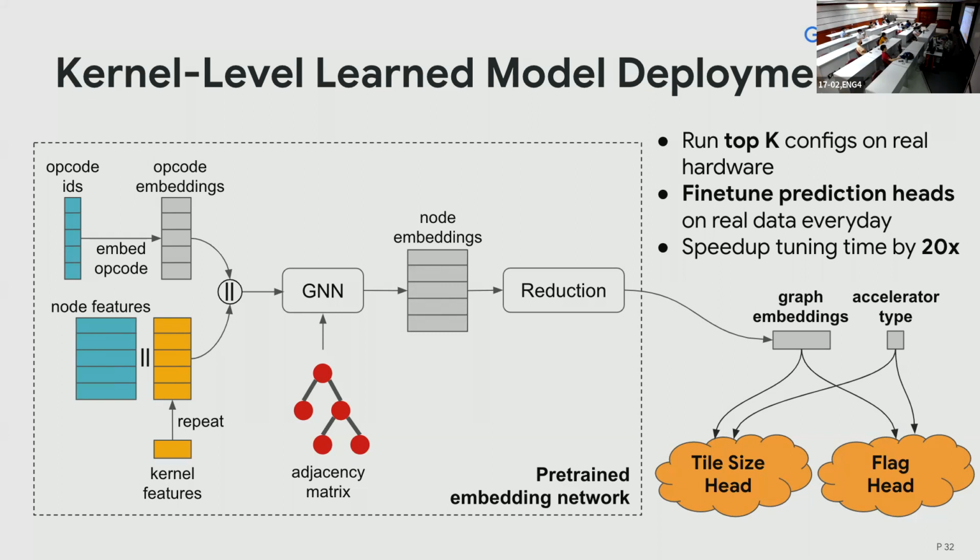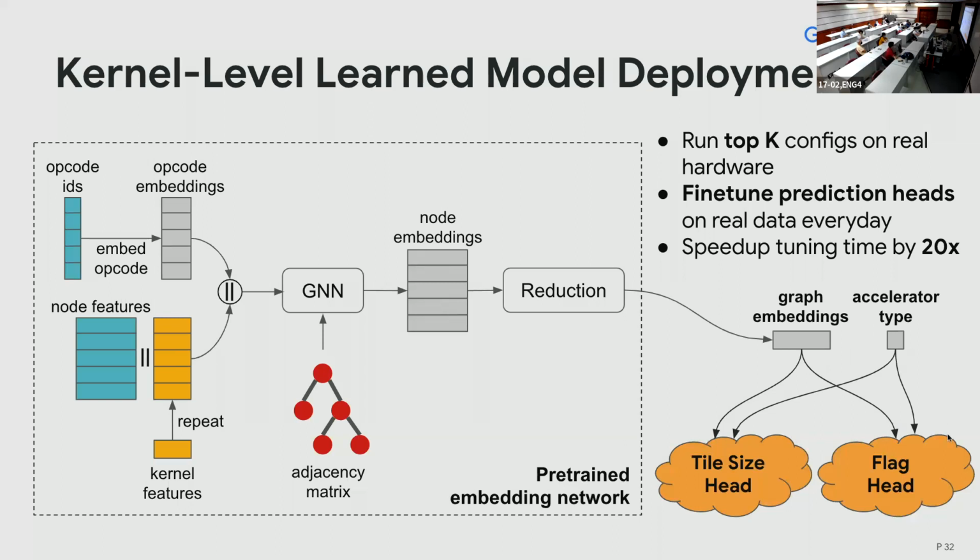Not the whole model, because it takes time to update all the weights in the model. So what we do is freeze the GNN parts of the model and only fine tune the prediction head, the last feed forward layer. So we tune with the real data every day. We also have an additional input to the final layer head for different types of accelerator.